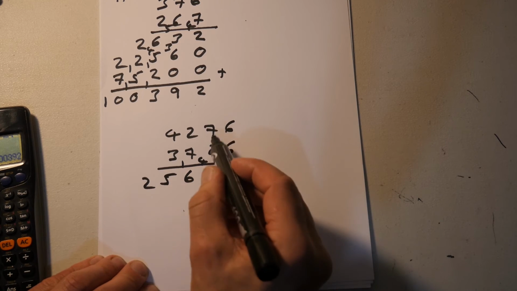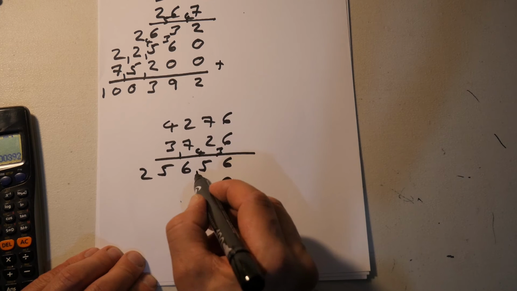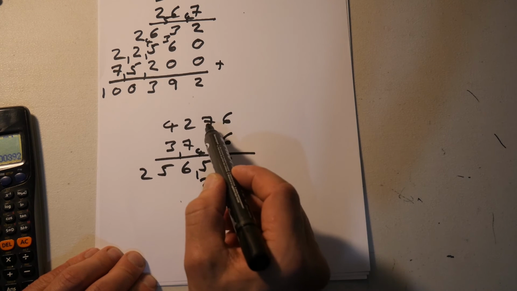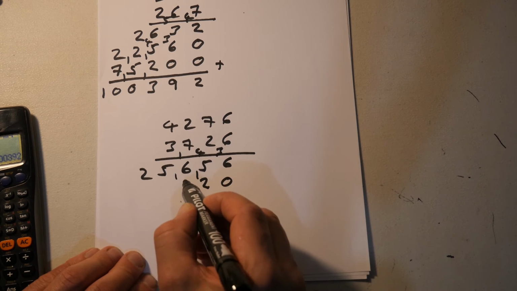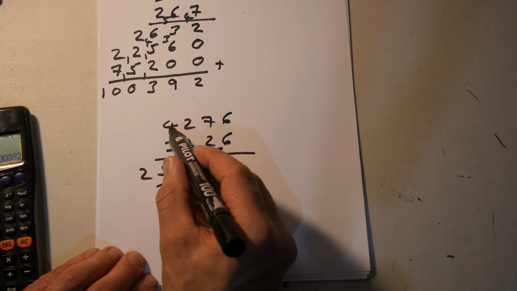Okay, and then working with the tens, you put a 0 there. 2 times 6 is 12. 2 times 7 is 14, 15. 2 times 1 is 2, 3. 2 times 4 is 8.